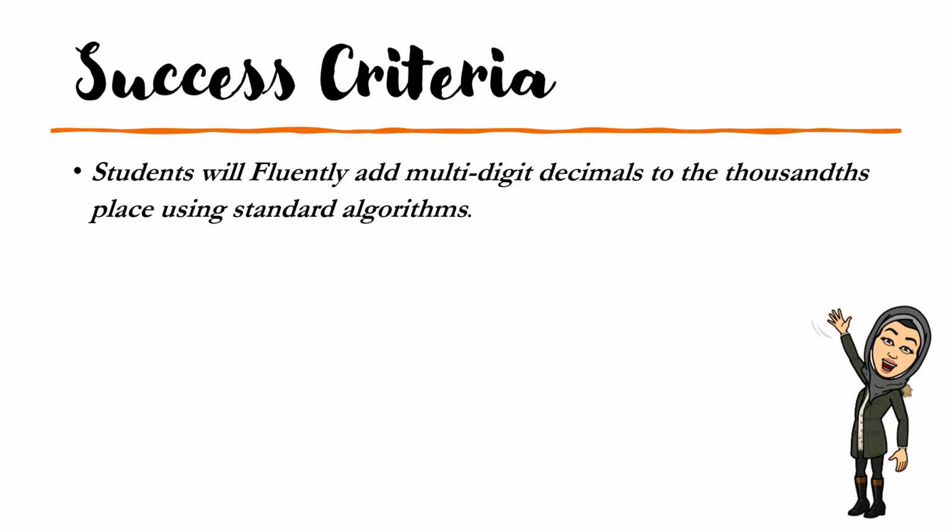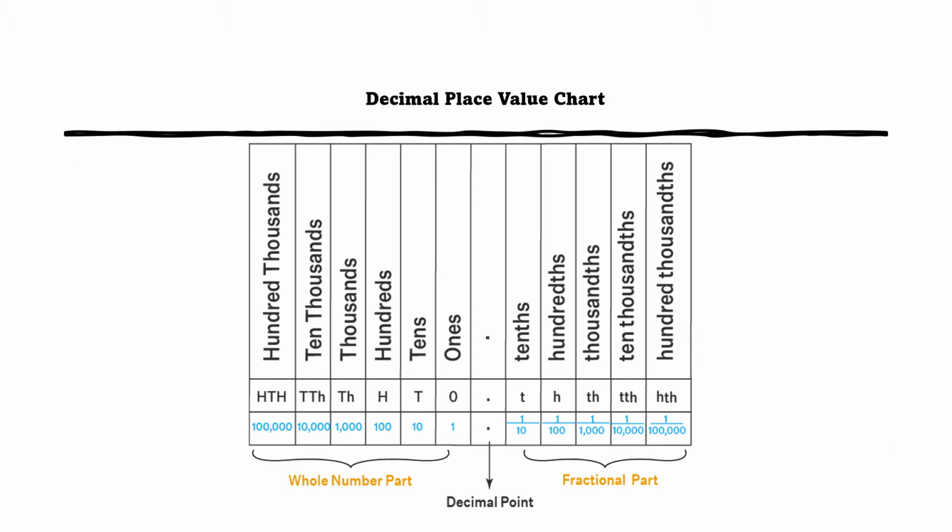So let's see how we can add multi-digit decimals to the thousandths place using the standard algorithms. First of all, remember we already know about place values. I have already mentioned how to determine and read place values. Now let's check this.